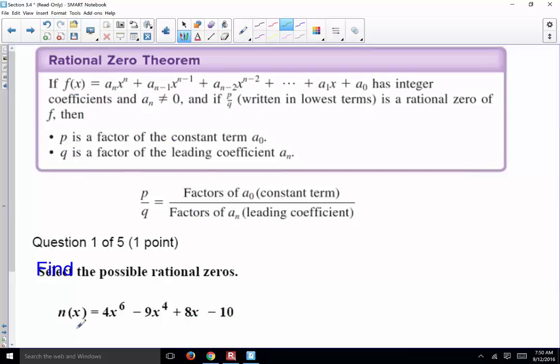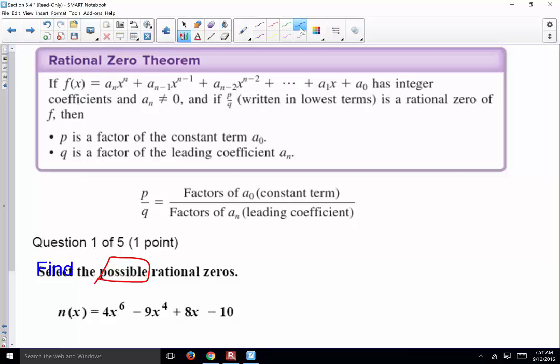There is a test for determining possible rational zeros. I want to mark this word. This is the rational zero theorem, and it is for finding possible rational zeros. It's not going to give you the entire exact list of rational zeros. So there will be some fake ones you need to identify and take out of the list.